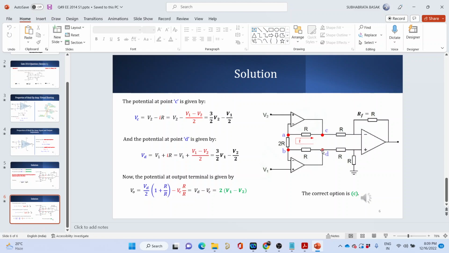You have applied a potential Vd at this positive terminal, as you can see, through this potential divider network, and point C is assumed to be grounded. What would be the output voltage in such a case?